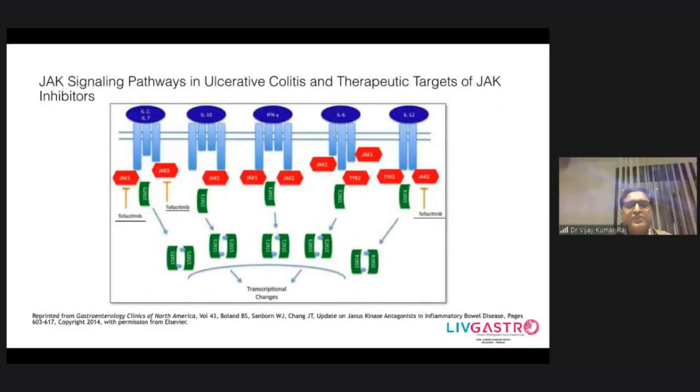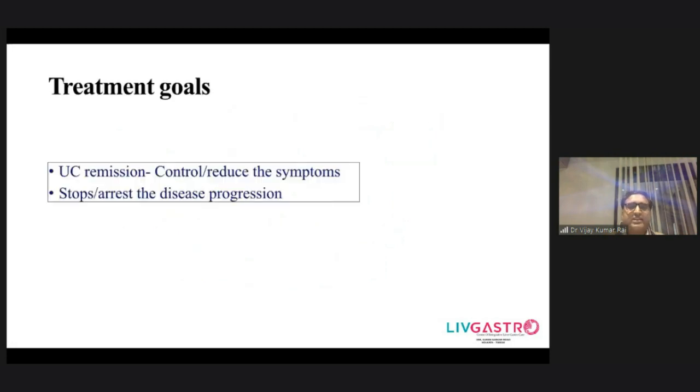So the JAK signaling pathways you see in ulcerative colitis, here you can say all these interleukins, IL-2, IL-7, IL-10, interferon gamma, then IL-6, IL-12, they all act through the JAK-STAT pathway. And this JAK-STAT pathway activates the nuclear mechanism to synthesize more protein, and that's why they release various cytokines. So this Tofacitinib acts on JAK2 and JAK3, JAK1, JAKs, they do not act on others, and that leads to the inhibition of this JAK-STAT signaling.